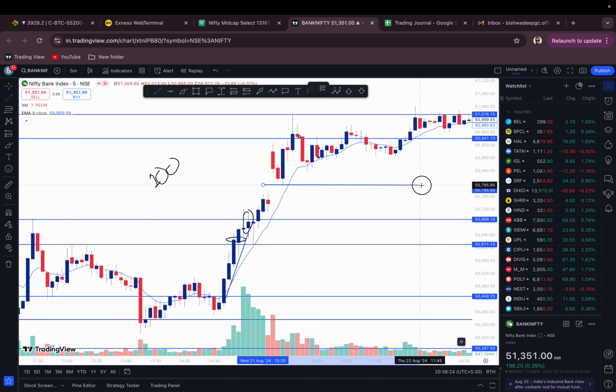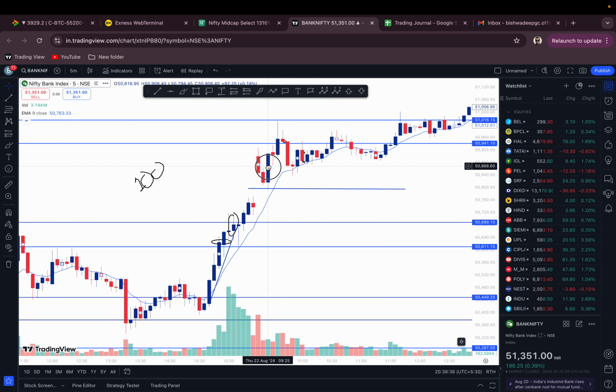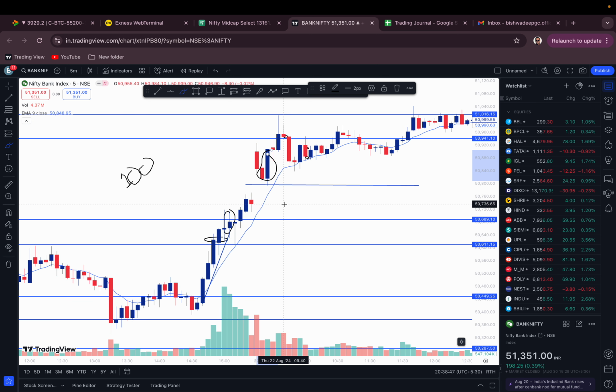This is the support line for that day, where the market took support, and it gave me a bullish candle over here. So it was totally a bullish engulfing candlestick pattern. What is the bullish engulfing candlestick pattern? When a bullish candle forms by engulfing the whole of the bearish candle previous to it, and the market should be in a downtrend movement.